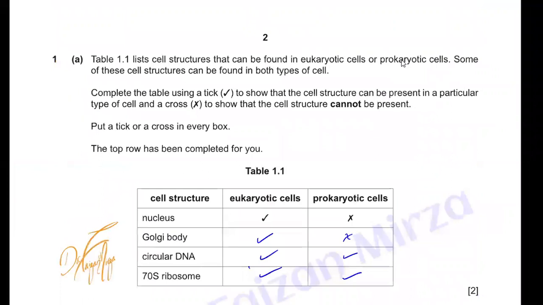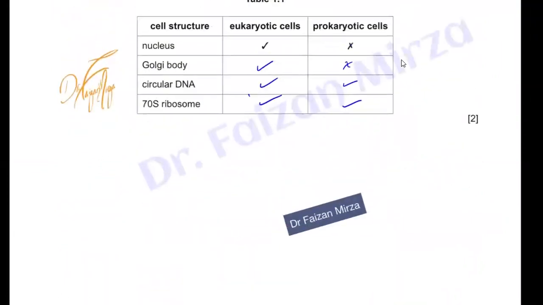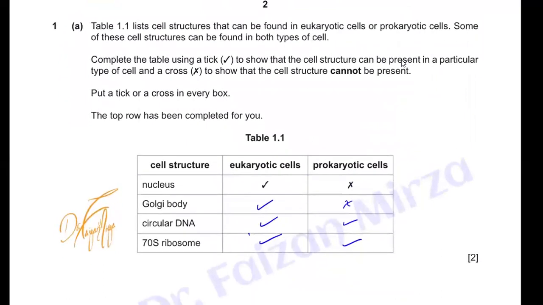Now the question here deals with the UK. This question came in Feb/March 2023, variant 22. The table is given for eukaryotic and prokaryotic cells. You are given various cell structures, whether they are present or absent. The first row is already done for you, and you are asked for Golgi body, circular DNA, ribosome. Tick for the eukaryotic cell, and cross for the prokaryotic, in the Golgi body, where circular DNA and ribosome are present in prokaryotic cells. So a tick there.